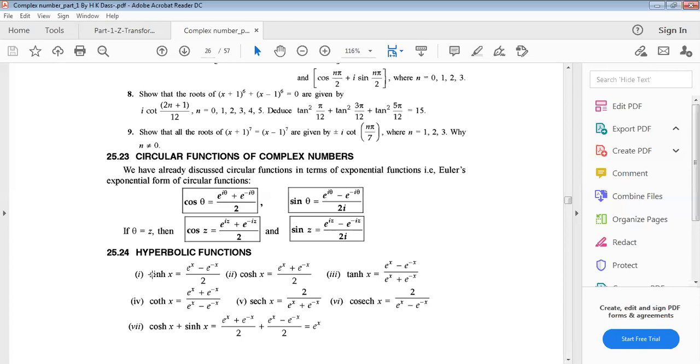Similar for sine also. In the sine formula it is just minus and twice i, but in hyperbolic i is absent. Sine hyperbolic x will be e to the power x minus e to the power minus x divided by 2, and sine hyperbolic theta is e to the power theta minus e to the power minus theta divided by 2. Just i will be absent. And this chart is used for the z transformation. Remember this chart.